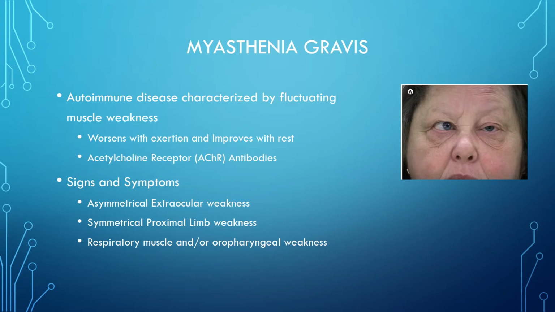As myasthenia gravis worsens, or you get a more severe form, you start to see more systemic signs and symptoms. This tends to progress towards symmetrical proximal limb weakness, so you get both limbs affected at the same time. And then, at its most severe, you get respiratory muscle or oropharyngeal weakness. In other words, as these patients progress, it becomes more difficult to breathe, and you may actually see these patients intubated.